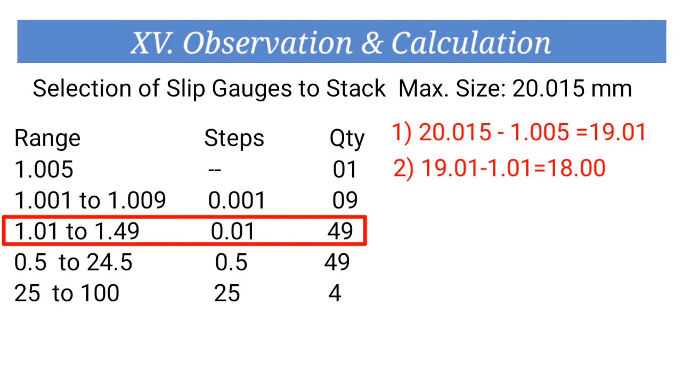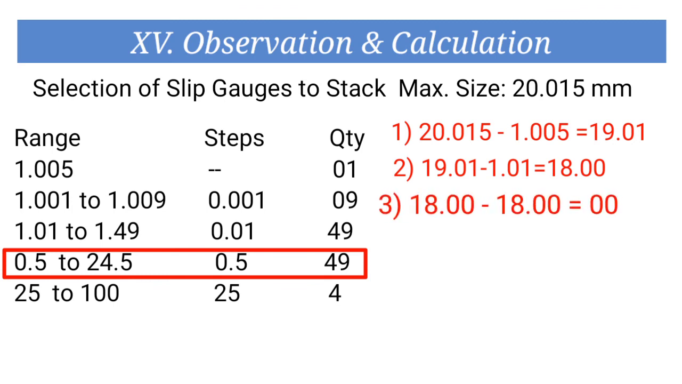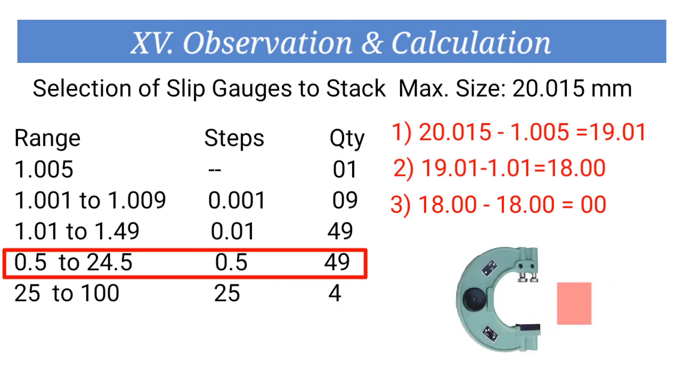Now next, select the slip gauge from the steps of 0.5 mm. So 18 is the required slip gauge. Subtract it from the previous dimension, so the remainder is 0 mm. Thus the three slip gauges selected have dimensions of 1.005 mm, 1.01 mm, and lastly 18 mm. Stack the required dimension and set the go end of the adjustable snap gauge by using this set of slip gauges.